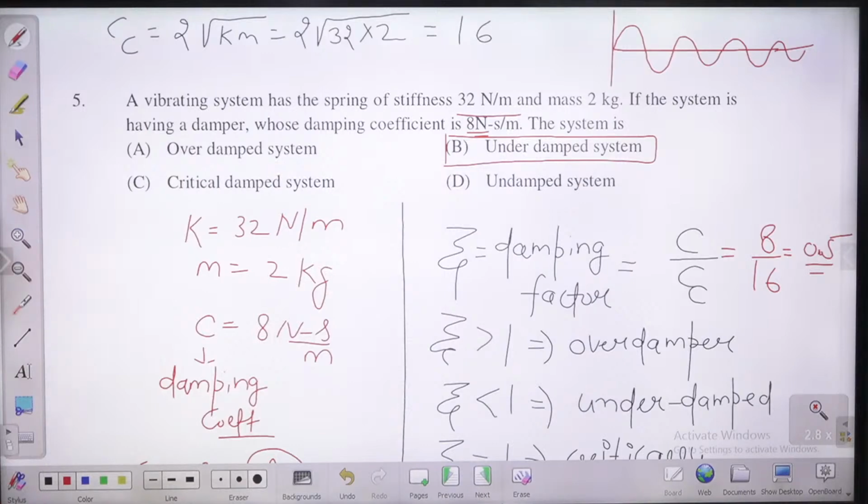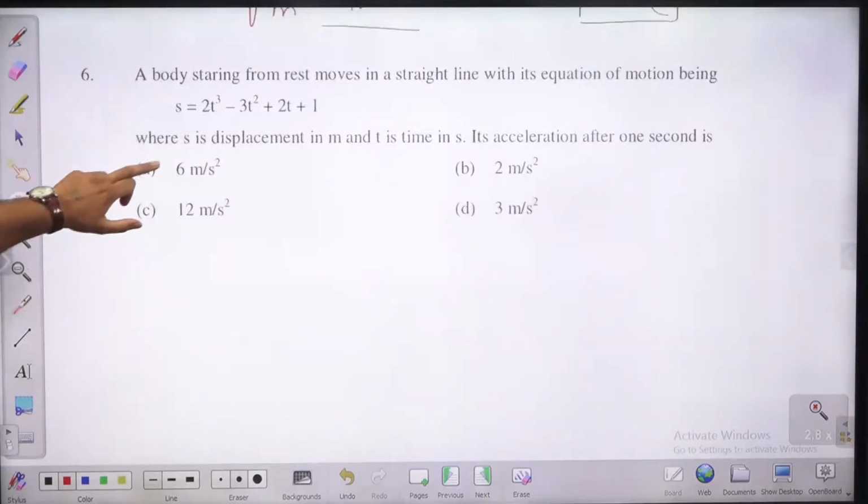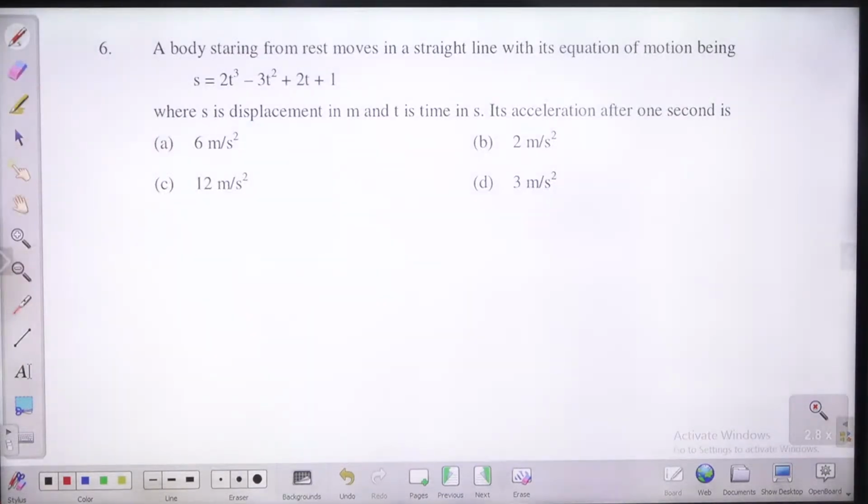Overdamped, Divyash. Ashish, your answer is right. Okay, Divyash, your answer is not right. Overdamped is not right. Underdamped is the right answer for this question. Guys, I am getting only 2 answers. What are the other students doing? Please try each and every question, guys.